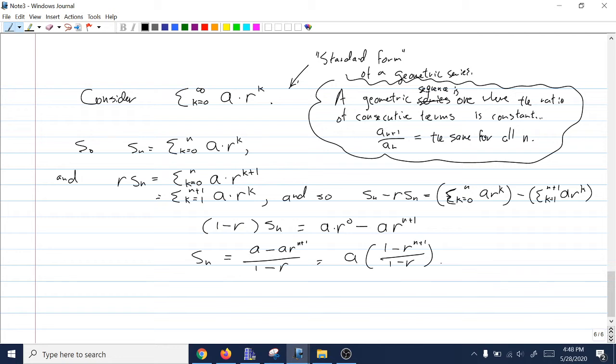And I can stare at this sequence and think about when does it converge. You conclude that if the absolute value of r is less than 1, those are the times when I have a small number raising it to a big power, it gets close to 0, then S_n converges to a times 1 minus 0 over 1 minus r, which is a over 1 minus r. If the absolute value of r is bigger than or equal to 1, then it doesn't converge at all.